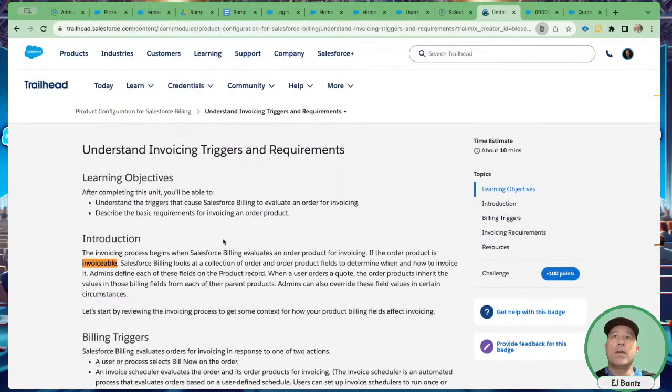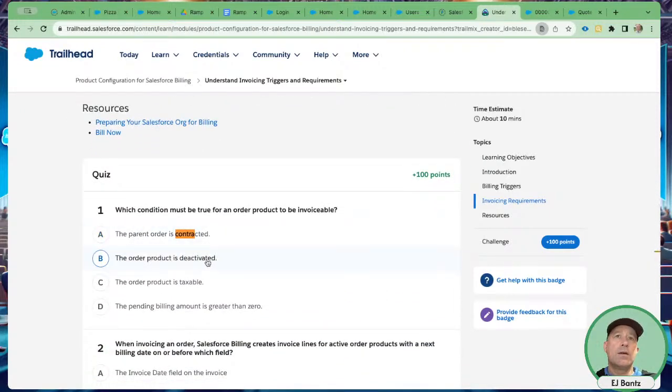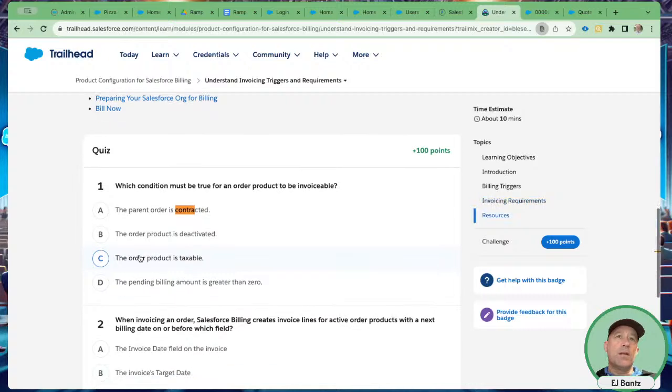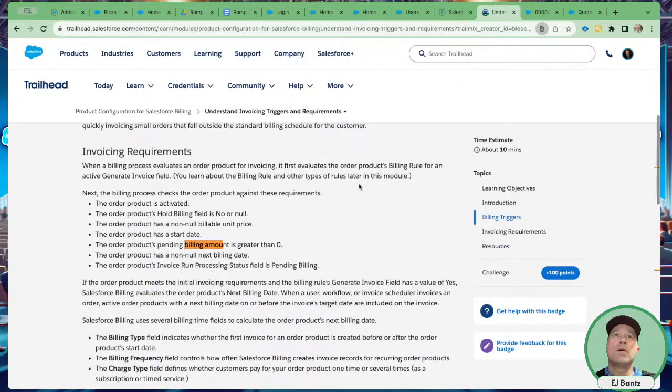I don't remember it saying anything to do with contracted. The order product is deactivated, that can't be right. It's taxable, I don't think that matters. So I think it's just the pending billing amount has to be greater than 0. All right, so it could have been any one of these answers.